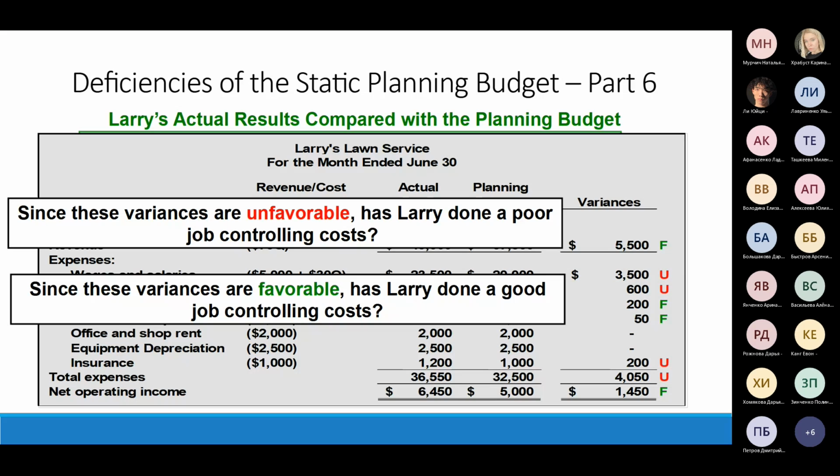Can Larry say that I have done a bad job because my difference is unfavorable, my variance is unfavorable? I paid more than I planned. Is it a good conclusion from this analysis? How do you think?